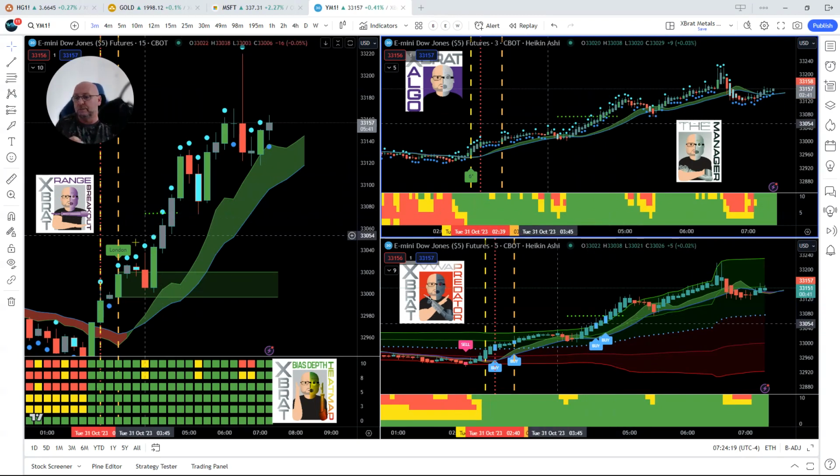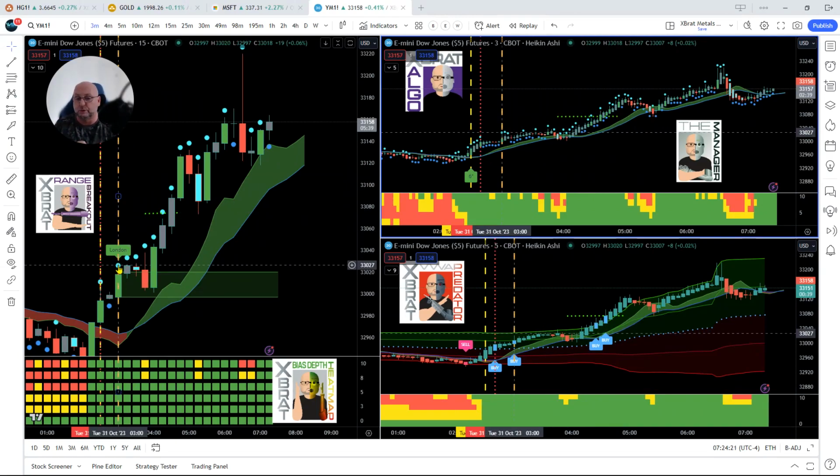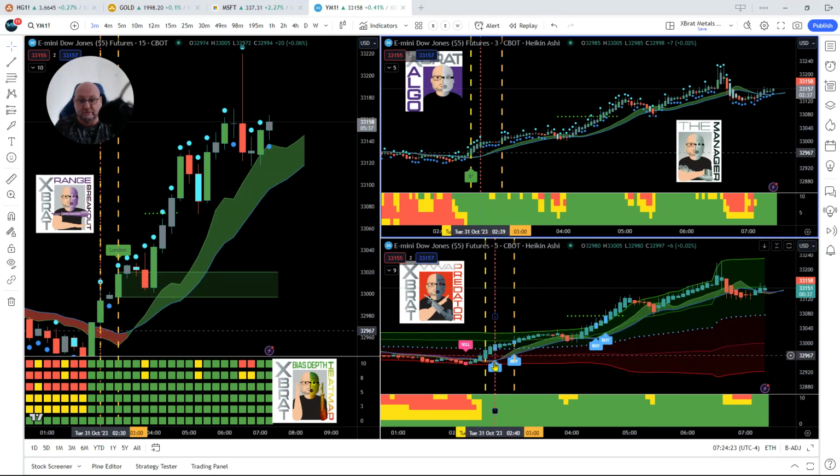So now we're coming into the London Open. Just going back to that VWAP Predator, all 6 time frames are green for the Bias Depth Heat Map. Everything's looking really bullish, but we don't know what's going to happen when we get that London Open, because it's also at the same time as the European Open.